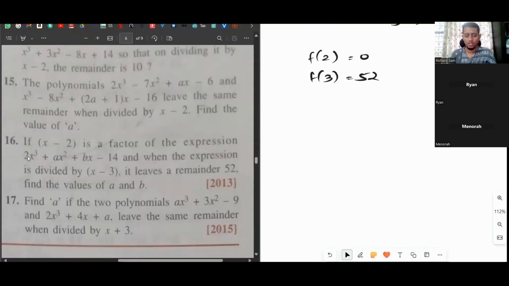In this expression, f of 3 is equal to, you put 3 wherever x is. So it will be 3 cube plus a into 3 square plus b into 3 minus 14, correct? Equal to 52 you have to put here.